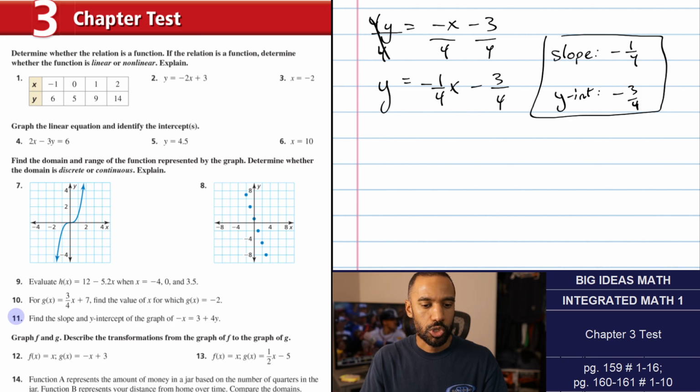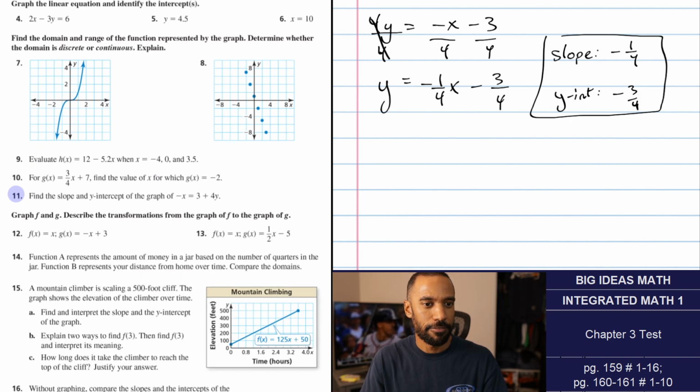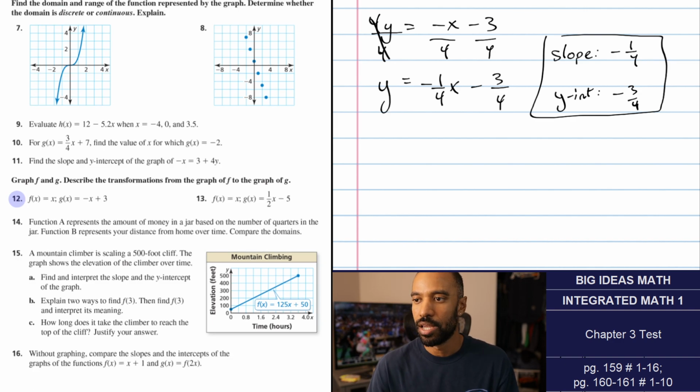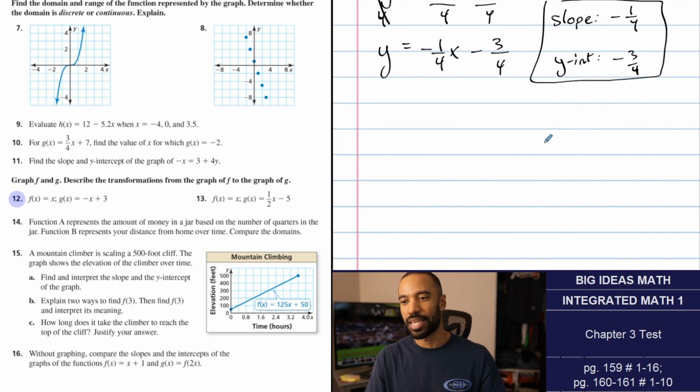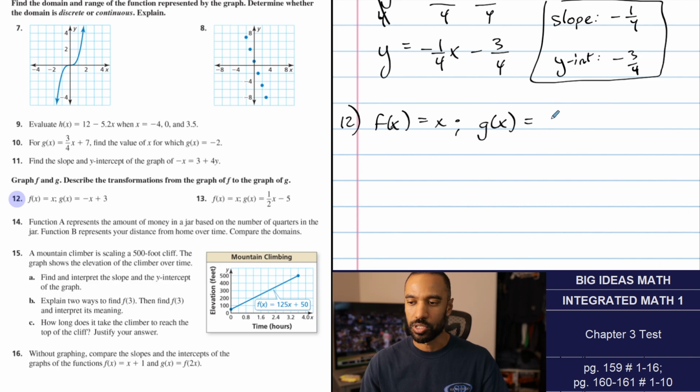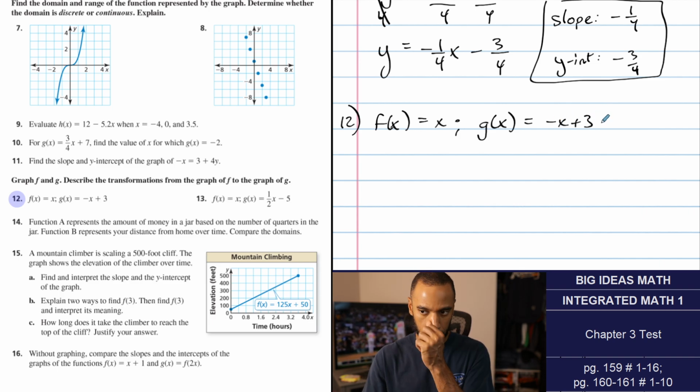Okay, numbers 12 and 13 say graph f and g. This is where I said we will graph out a slope-intercept form. Describe the transformations from the graph of f to the graph of g. This would be out of section 3.6. There are some folks who maybe wouldn't have done section 3.6, so move on along, if so, to some other questions, because I'm going to go straight into this one. F of x equals x, that's your parent function, and g of x equals negative x plus 3.